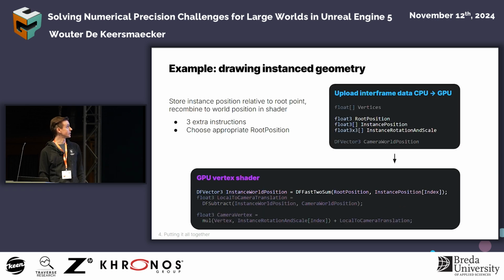And so when we are dealing with instanced geometry, like foliage, we can optimize the memory usage and bandwidth more. Instead of storing a df vector for each instance, we can store one df vector as a root point for all of the instances, and then make all of the instances relative to this root point, and store that as single precision. And if we choose that root position appropriately, we can recombine this to a full double precision position on the GPU using only 3 extra instructions. So that's not too bad for the memory savings that we're getting.